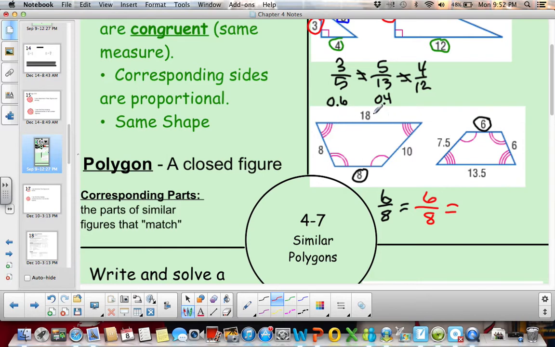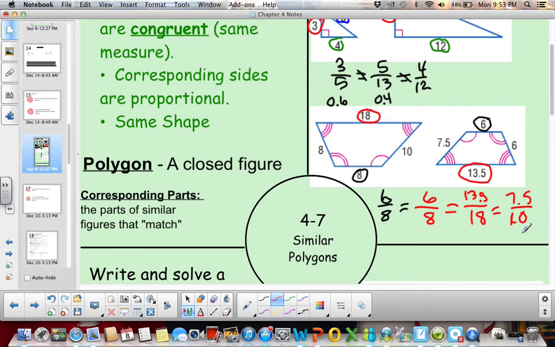So then I have between 3 and 4 is 18, and between 3 and 4 is 13.5. Notice that I'm putting everything from this smaller polygon in the numerator, and from the larger polygon, those numbers are going in the denominator. And then lastly, between 4 and 1, I have 7.5 divided by 10. And since these are a little bit trickier to simplify and figure out, we can just put them in our calculator and figure out what each one is equal to.